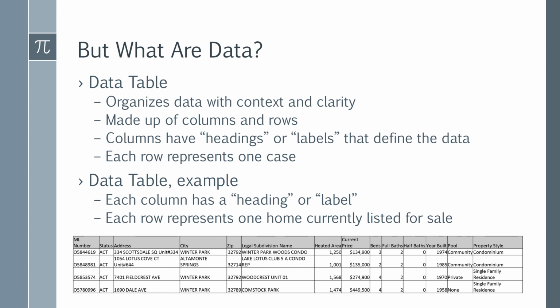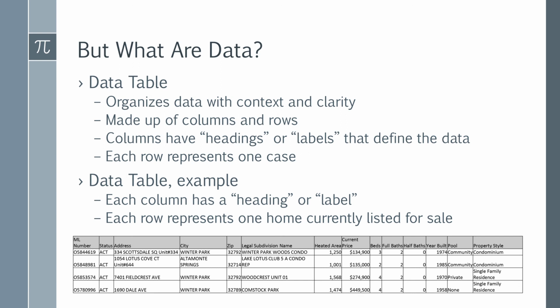Data tables are used to store and organize data with context and clarity. A data table is made up of columns and rows. Each column has a heading or a label that defines the data in the column, and then each row represents one case or one observation.